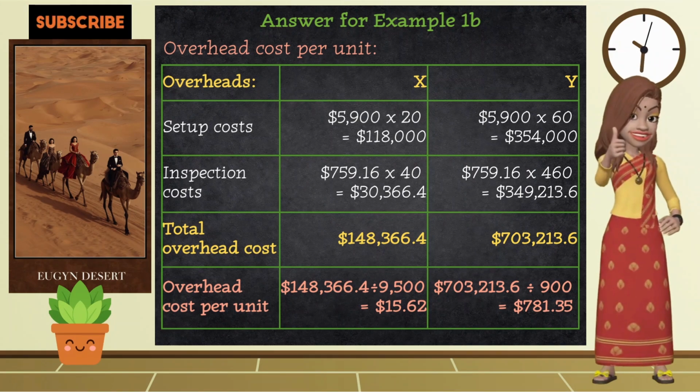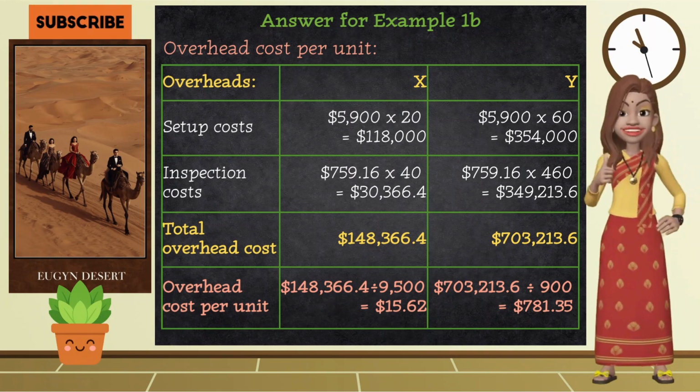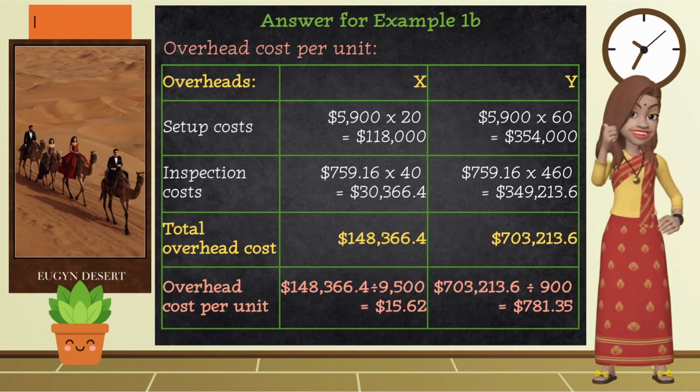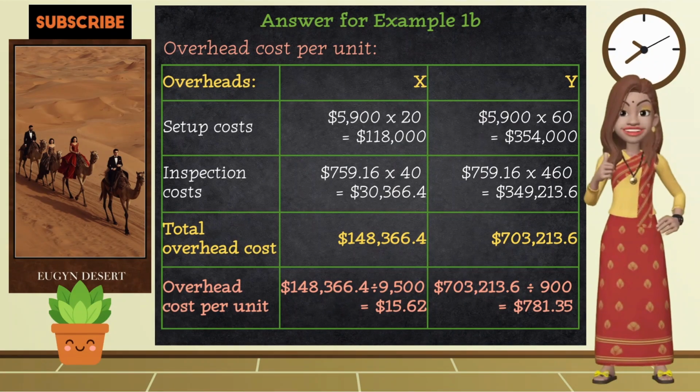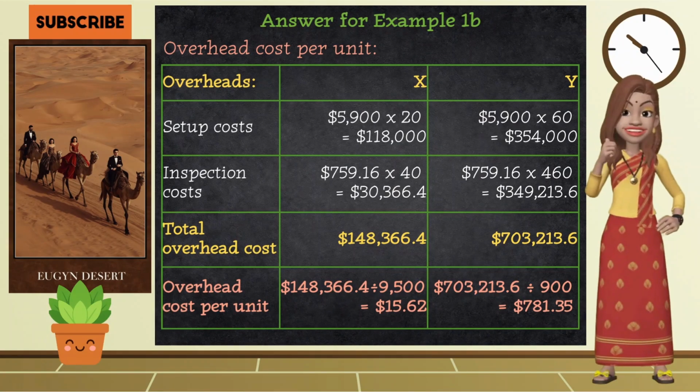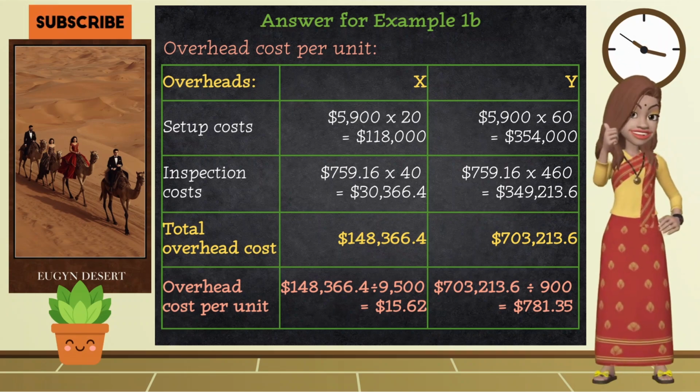After that, we take the total overhead cost divided by the number of units to get the overhead cost per unit. For example, for X, we have the total overhead cost, $148,266.4 divided by 9,500 units, giving us overhead cost per unit of $15.62. Then the overhead cost per unit for Y is $781.35.